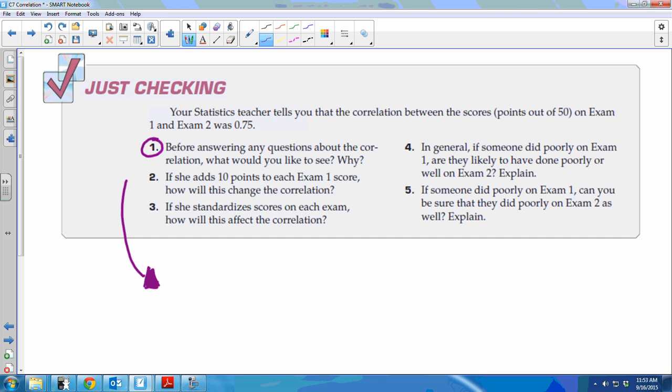I would like to see a scatter plot. But why would I like to see the scatter plot? What are the three things? I need to make sure it's linear, because I don't know. I need to make sure there's no outliers, because I don't know. And the one thing I do know is we have two quantitative variables, right?